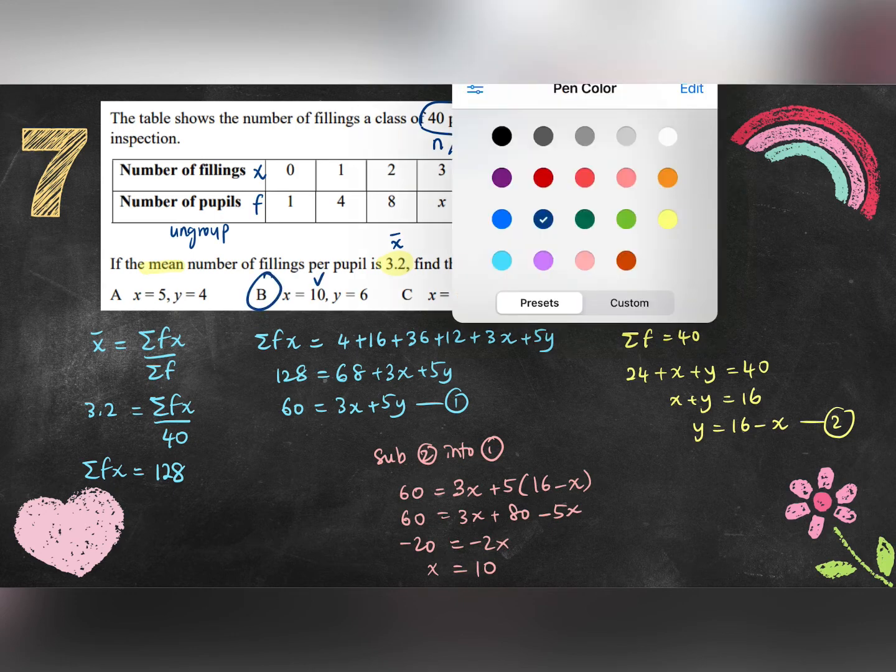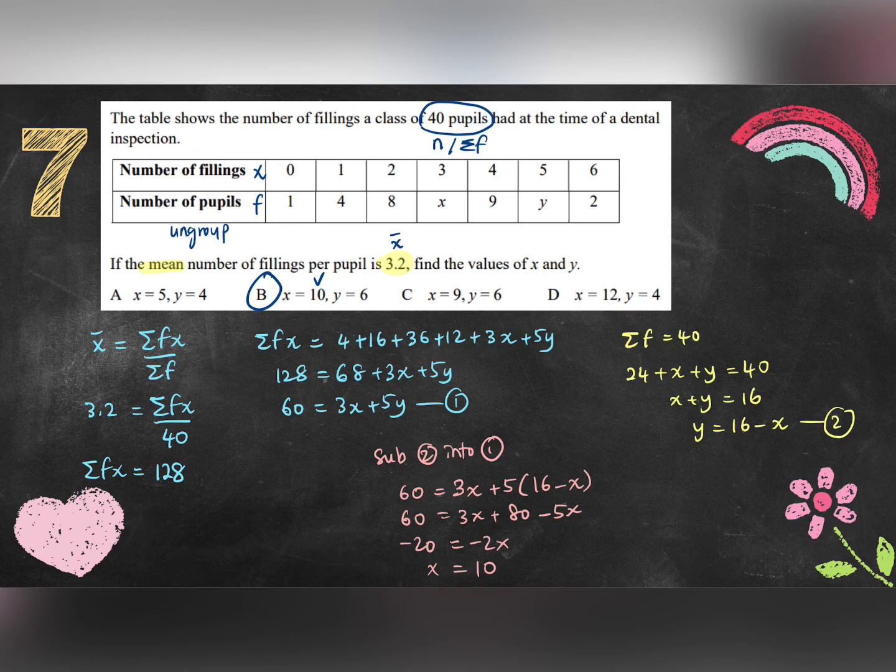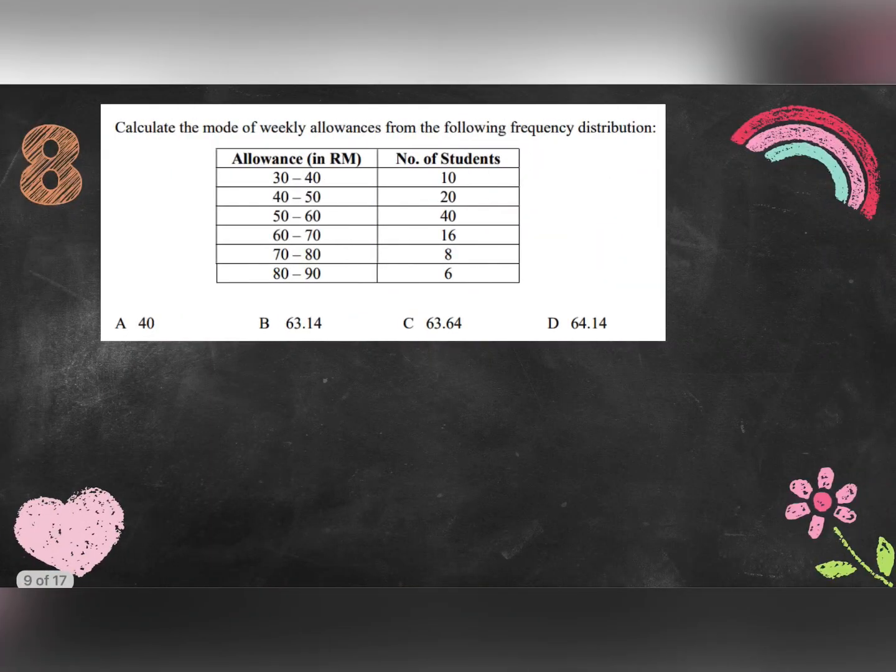But you can actually check, betul tak? X sama dengan 10. So, y pula sama dengan apa? 16 tolak 10 dapatlah 6. So, betul lah. Our answer adalah B. Okay, so this is question number 7. Move to question number 8.